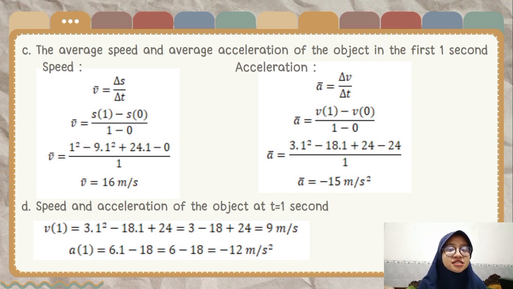d. Speed and acceleration of the object at t = 1 second. v(1) = 3 times 1^2 - 18 times 1 + 24 = 3 - 18 + 24 = 9 meters per second. a(1) = 6 times 1 - 18 = 6 - 18 = -12 meters per second squared.